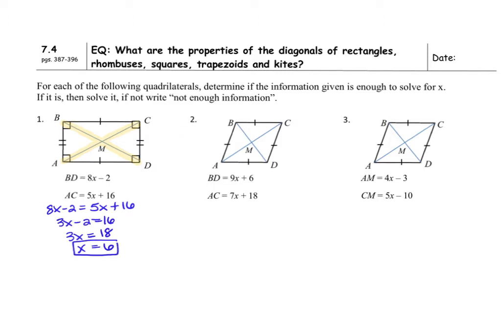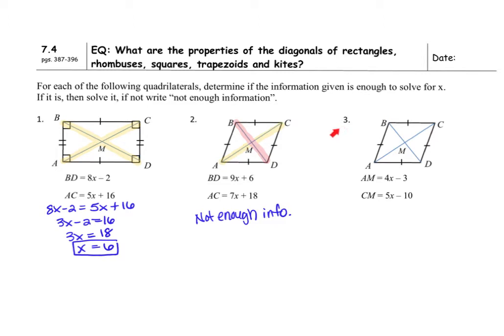In number 2, we are given a rhombus. We are also given the length of BD as 9x plus 6 and the length of AC as 7x plus 18. So you have to think about, are these diagonals congruent? The diagonals of a rhombus are not congruent. So in order to solve for x, you'd have to set these two equal to each other. Because these are not equal, we do not have enough information to solve for x.